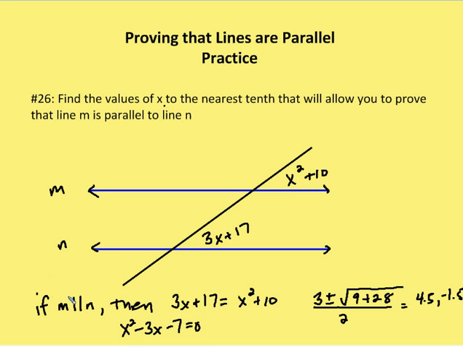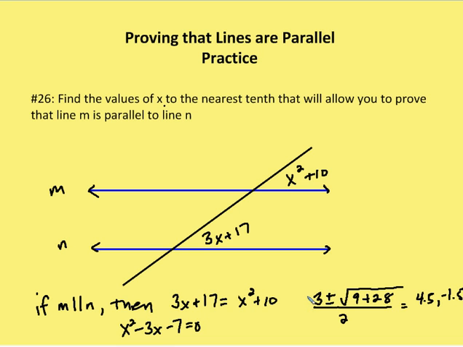Okay, so let's go through the process. If line m is parallel to n, then we know that 3x plus 17 is equal to x squared plus 10. If we set the quadratic equal to 0 to solve for x, we get x squared minus 3x minus 7 is equal to 0. Now we're going to use the quadratic formula to figure out the values of x that make the quadratic equation true.